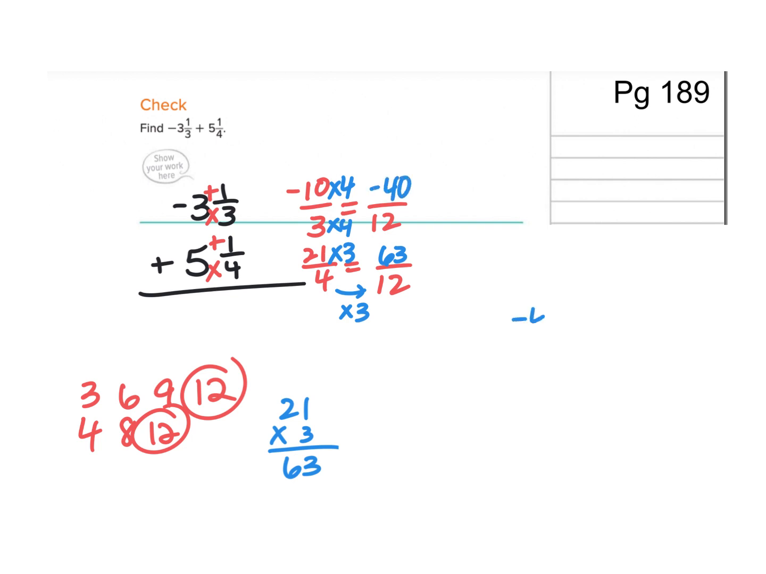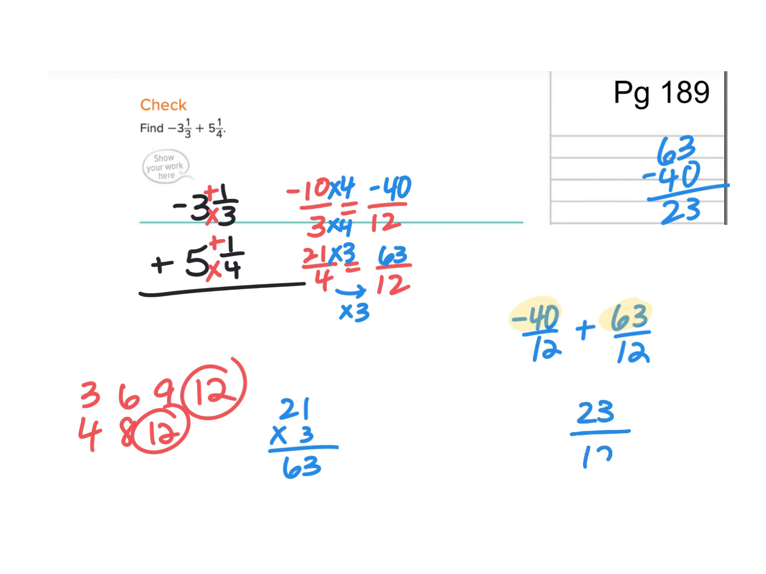Okay, so finally, here's what I have: negative 40 over 12 plus 63 over 12. Now I am going to add my numerators. I have negative 40 plus 63. If I look at that, I have more positives, so I know my answer is positive. How many more? I'm going to do 63 take away 40, which looks like it's 23. So my answer is 23, and your denominator stays as a 12. If you look at that, there's nothing that goes into both 23 and 12.